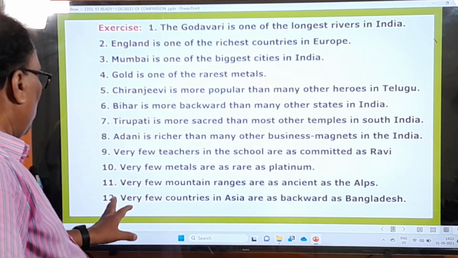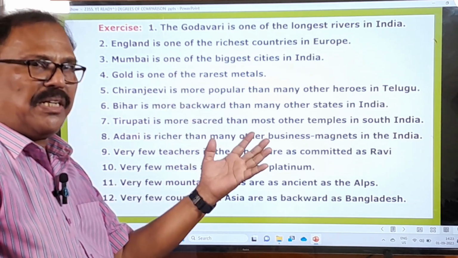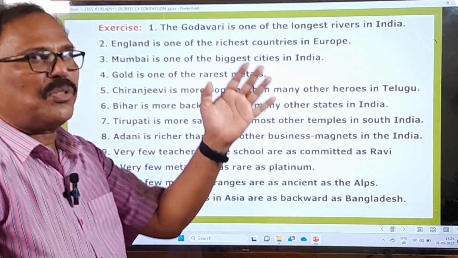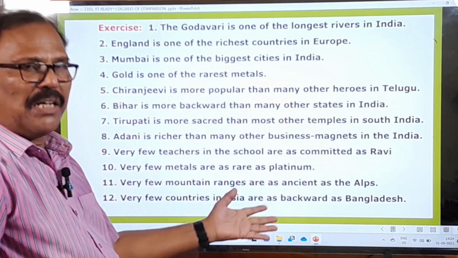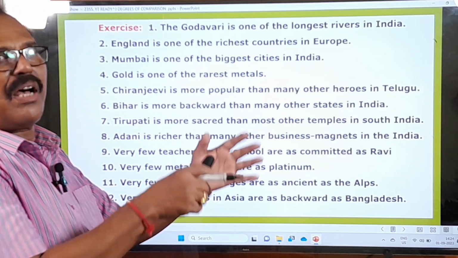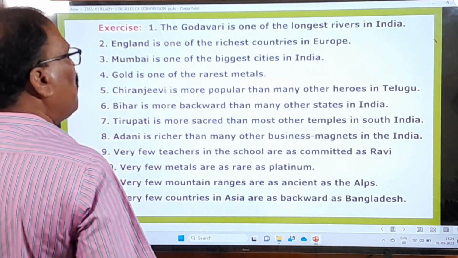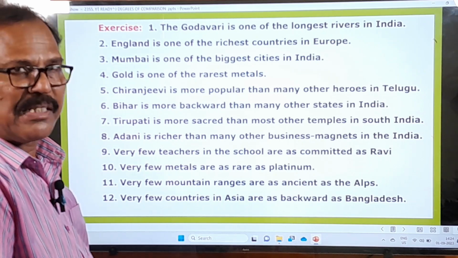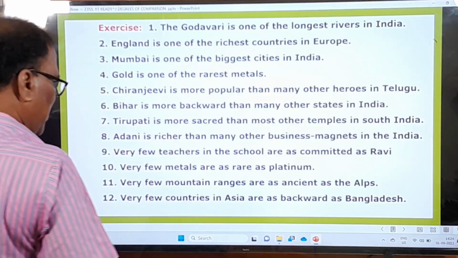So here are given 12 sentences. You can say if a sentence is in the positive degree, change it into superlative and comparative. If it is in the superlative degree, change it into other 2 degrees. If it is the comparative degree, change it into other 2 degrees. Like that, you keep on changing, so that you can have a wonderful experience, wonderful practice, and you can have a good command of degrees of comparison.